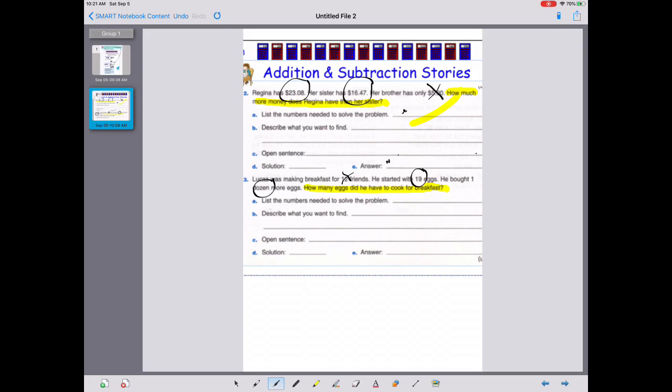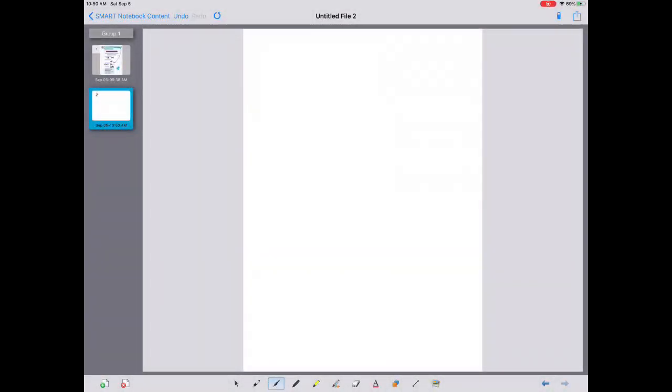We described what he wanted to find. The open sentence is going to be 19 plus 12, because we're finding out how many he cooked in all. So add that up and get your answer. So 9 plus 2 would be 11, so 1 and carry the 1. 1 plus 1 plus the one I carried would be 3. So he cooked 31 eggs. In open sentences, I forgot to put the variable, which you need. So like on the egg problem, it should have had 19 plus 12 equals n, or another letter.